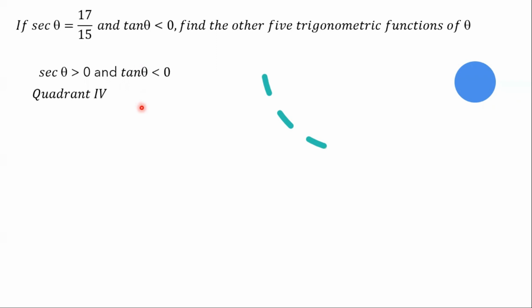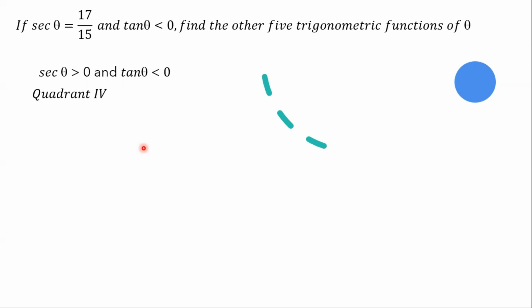Secant is positive on the first and fourth quadrant, and tangent is negative on the second and fourth quadrant. So common between the two is the fourth quadrant. Thus the terminal side of the angle lies on the fourth quadrant.